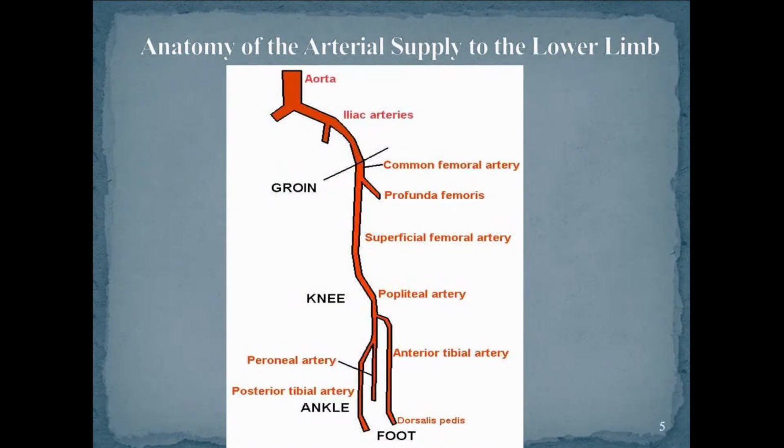So this is the anatomy of the arterial supply to the lower limb. It's just to remember this material. It is well known. The anatomy is rather simple. In most of the cases, it is typical, but some variants exist. Okay, it's clear.